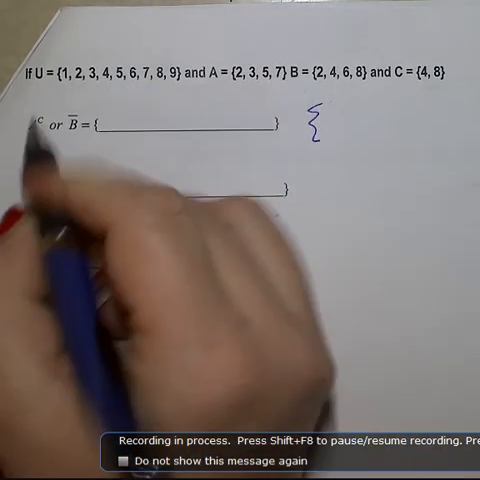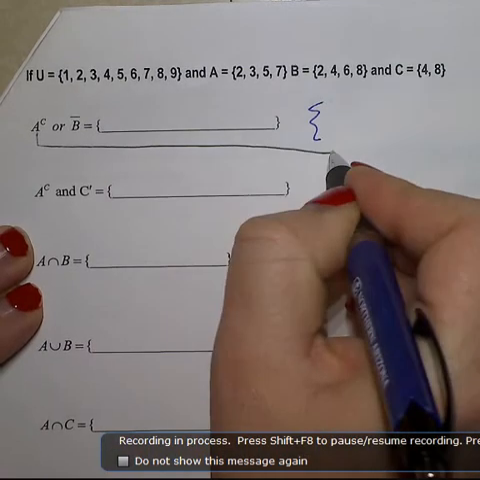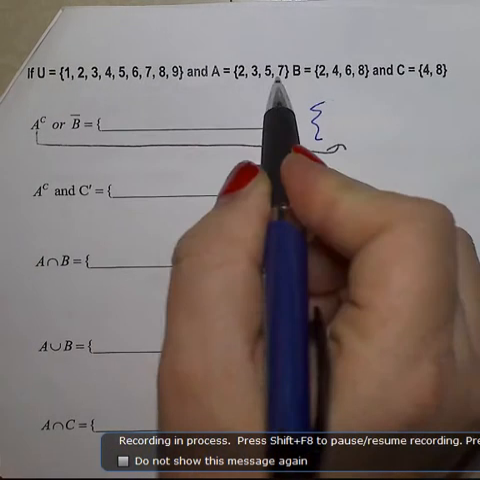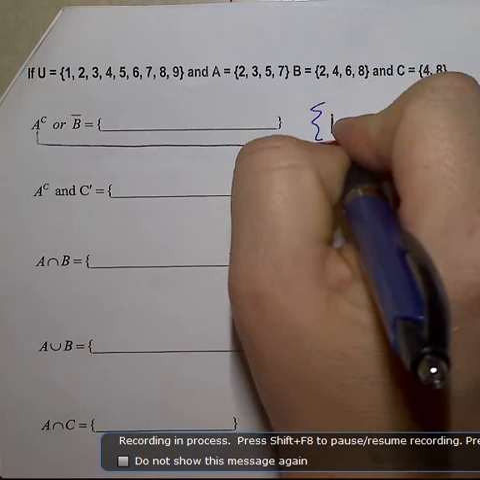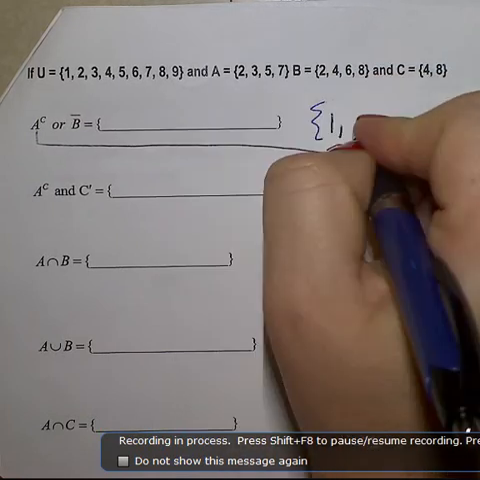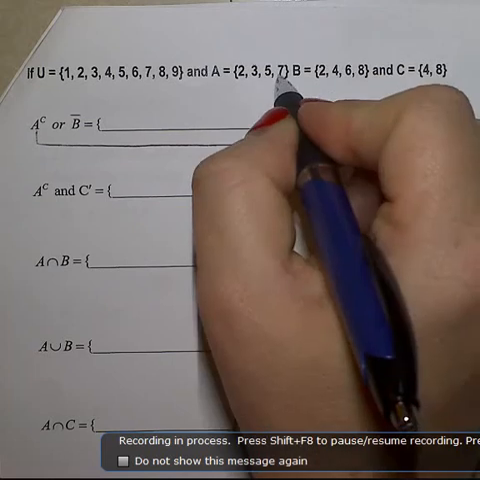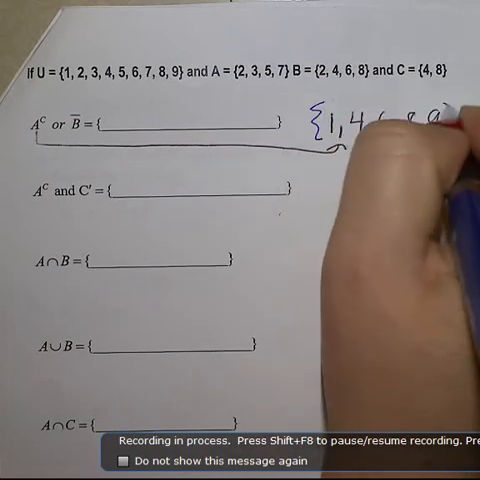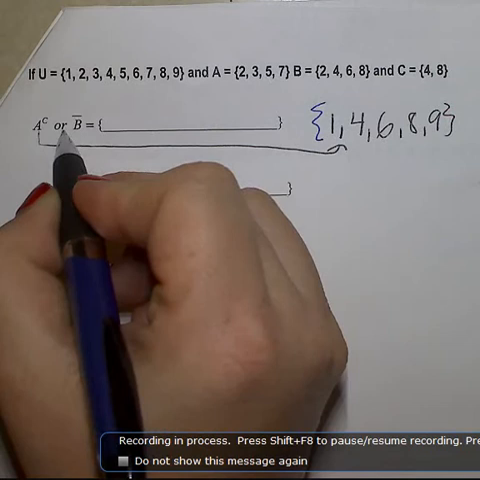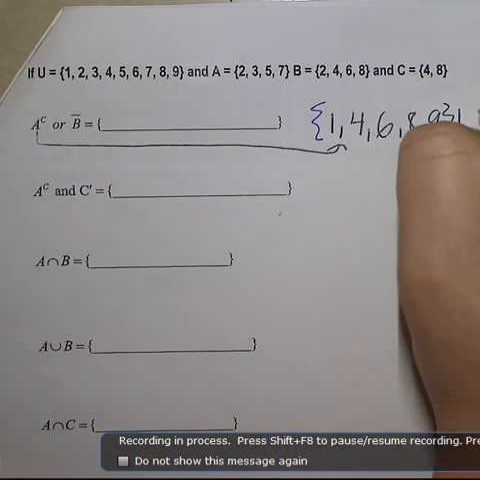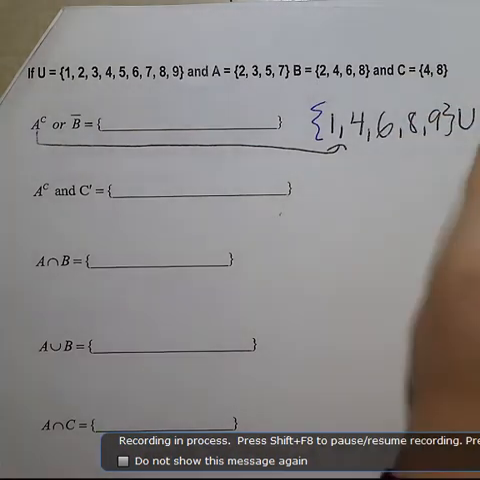So the complement of A, and you should be writing this down on your paper, would be 1, it can't be 2 and 3, 4, can't be 5, 6, can't be 7, 8, and 9. Now the symbol for or is the union symbol. Remember, you can also think of it as the word either.